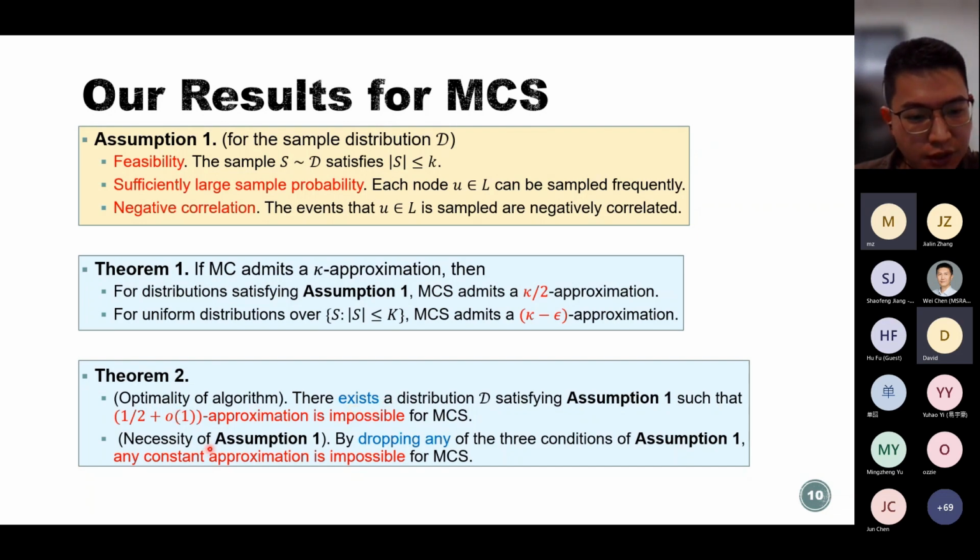Our second hardness result is the necessity of assumption 1. It means that by dropping any of the 3 conditions of assumption 1, any constant approximation is impossible for maximum coverage from samples. These are our results for the MCS problem.